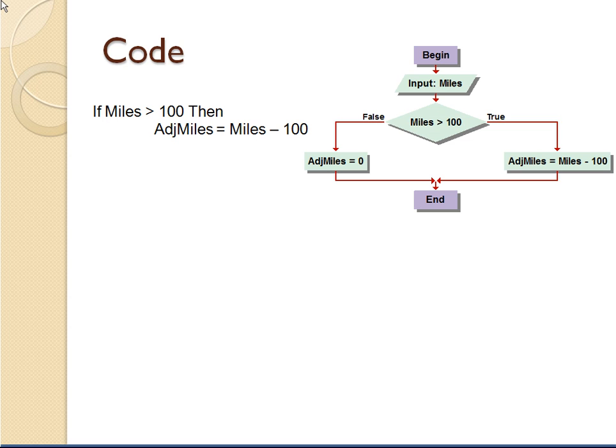Notice how adjusted miles equals miles minus 100 is indented over to the right, just as it is indented in the picture. We then follow the line through and come to the little arrow at the end, right there. And we realize we're done with the true side, so we're going to have to do the false side. False is indicated with the word else. Then we code the statement that's there, adjusted miles equals 0.